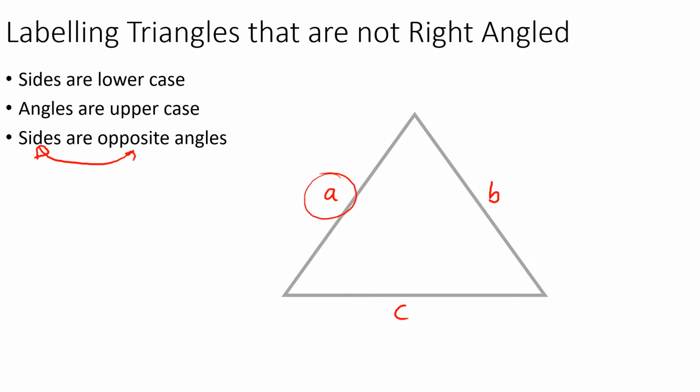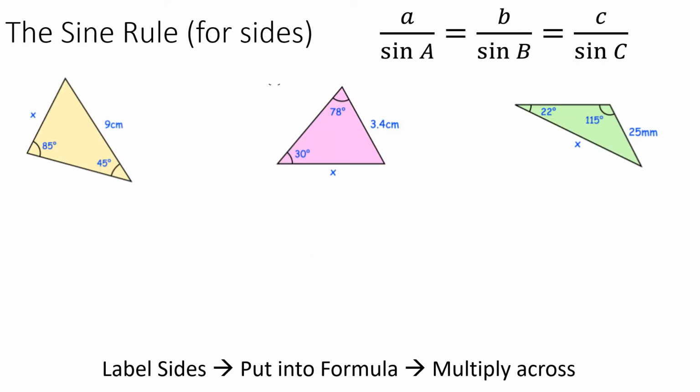So if this is side A, then opposite it is angle A. So we've got angle A down here. If this is side B, then angle B is opposite it. If this is side C, etc. Okay, so there's nothing more complicated to it than that. You can label them any which way you like, but sides must be opposite angles. So with that golden rule in mind, you can introduce something called the sine rule, which is the bit that you absolutely need to make sure you know. This is A over sine A, and remember we've got lowercase sides and uppercase angles.